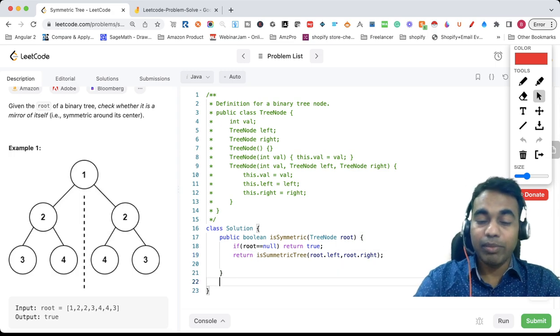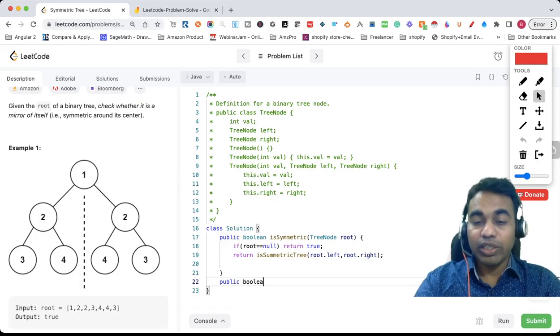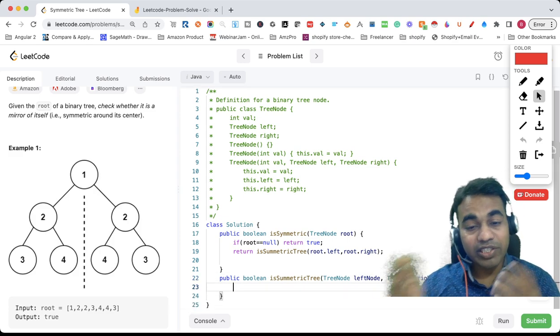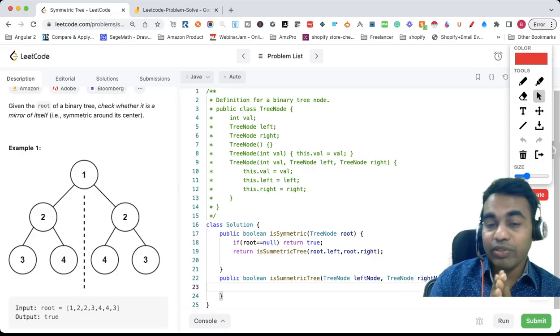Okay, now let's start writing this particular code. So this will be a boolean, boolean isSymmetricTree. Let me quickly write it. TreeNode left, I will name it as left node, then TreeNode right, right node. So this will be the signature of my recursive call method. Now the question is how to write the logic.